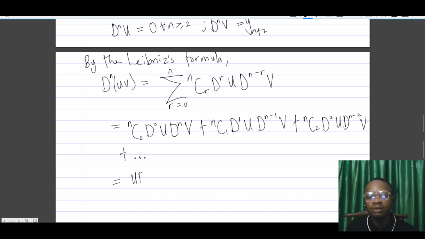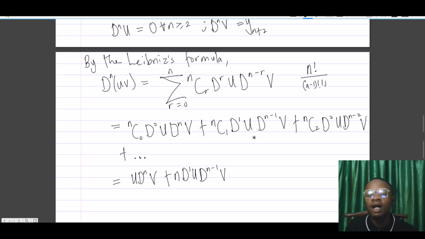So basically what we have is u to the n v, plus, we know n combination 1 is that is n factorial all over n minus 1 factorial 1 factorial. So that is going to be n into n minus 1 factorial, so that will cancel this. So we're going to have only n left here. So this will be n into the 1u, the n minus 1 v.